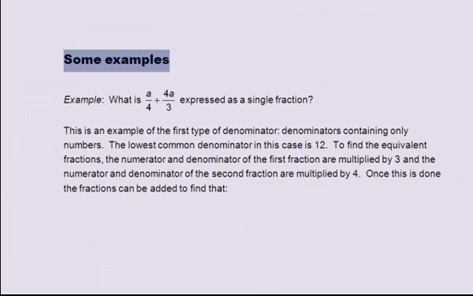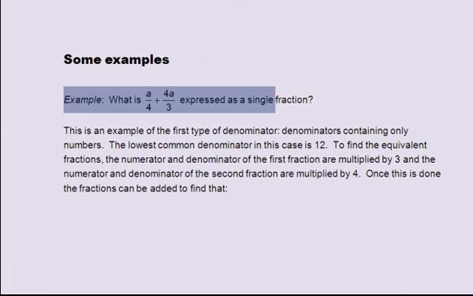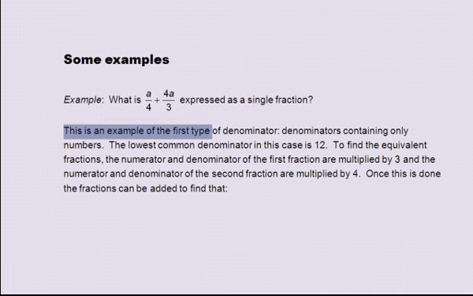Some examples. Example: what is a divided by 4 plus 4a divided by 3 expressed as a single fraction? This is an example of the first type of denominator, denominators containing only numbers. The lowest common denominator in this case is 12.